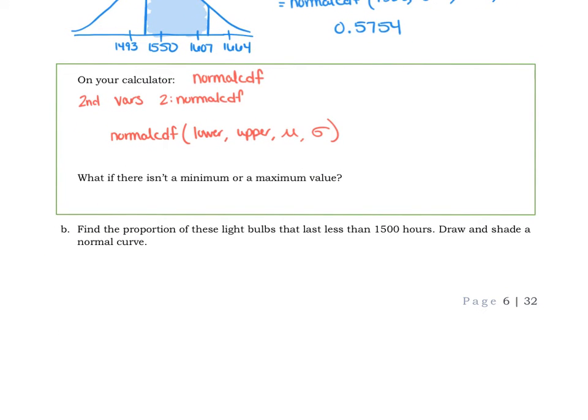Okay, now there is a little note here that says, what if there isn't a minimum or a maximum value? What if it just says something like more than this many hours, and then there's no minimum or maximum? So if there is no minimum, this is what you would use.